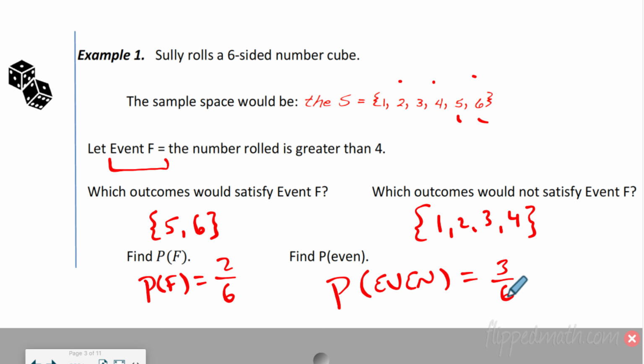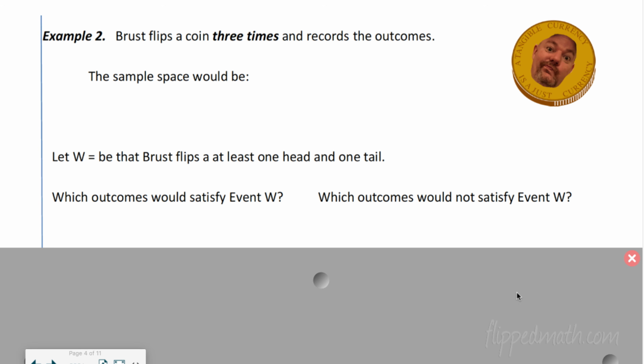So this means a probability. If I were to conduct this experiment, which would be rolling the number cube, or Sully would, several thousands and millions of times, about 3 out of 6 of those times, which is 1/2, that does reduce to 1/2 of the time you should get an even number. And that should make sense because half of those numbers are even. So that probability tells us how often an even number would occur.